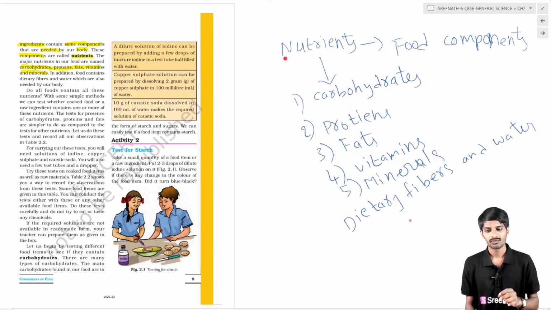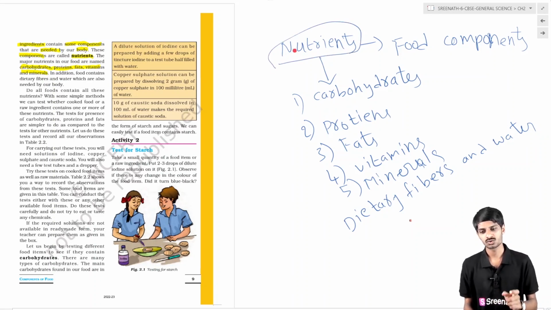Okay, so finally we have understood about the nutrients. Nutrients are the food components which are present in the ingredients and which are needed by our body. What are the common food components or the common nutrients? They are carbohydrates, proteins, fats, vitamins, minerals, dietary fibers and water.